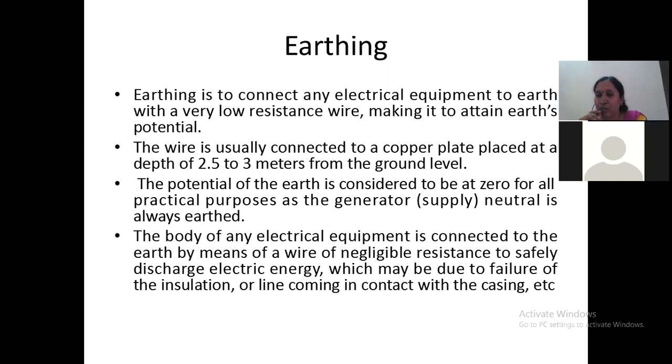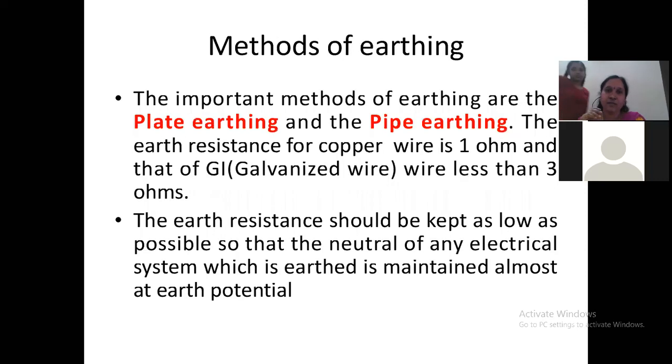Okay. So there the actual earthing will come into the picture. Whenever there is a failure, or the supply line comes in contact with the casing of the equipment, then humans are going to get an electric shock. So for prevention of that, we use the earthing. Next, we have two methods of earthing, that is plate earthing and pipe earthing.